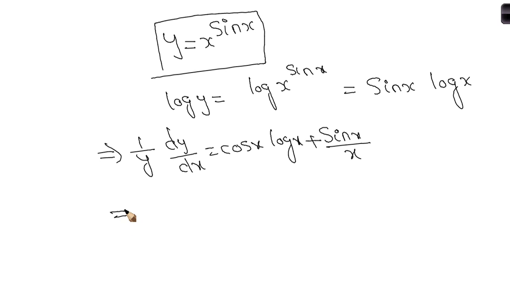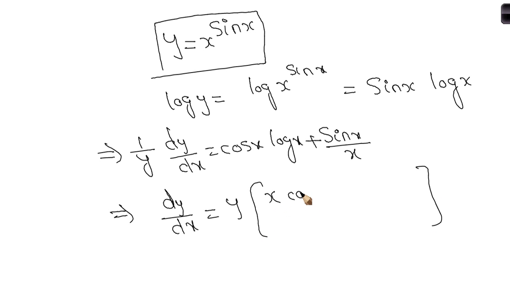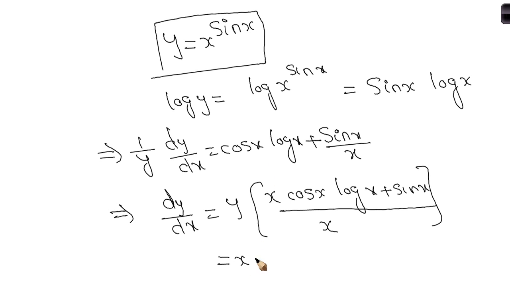So it implies dy by dx is, y comes to this side, y into cos x into log x plus sin x upon x. You can replace y with x power sin x, so this becomes x power sin x times cos x log x plus sin x upon x.